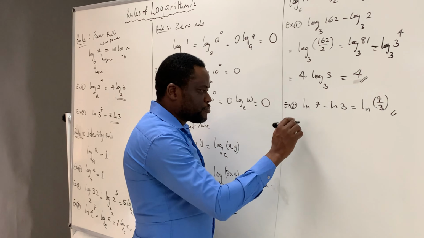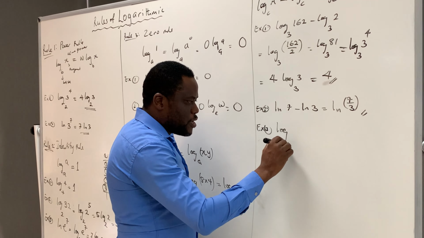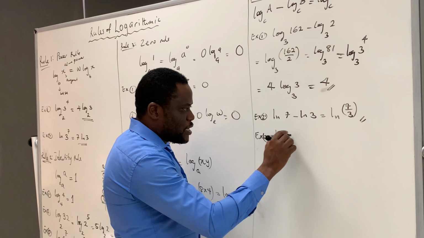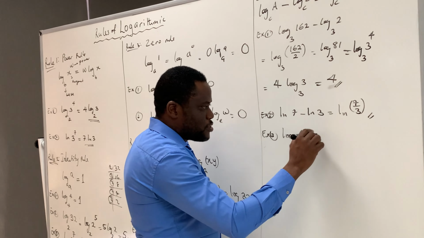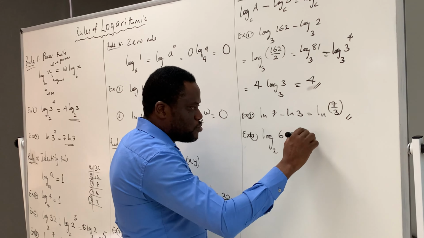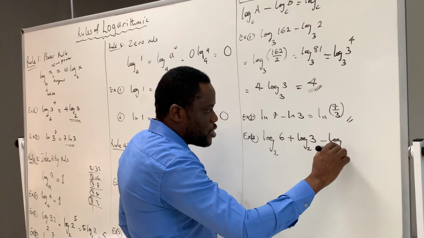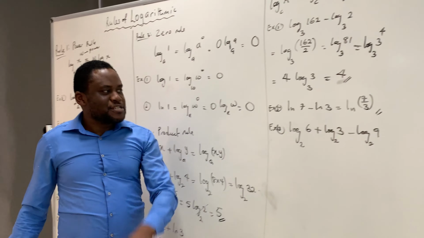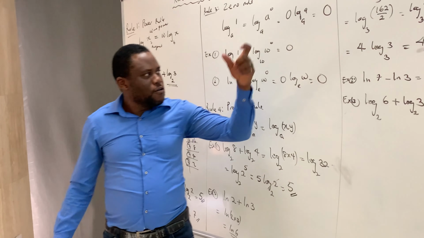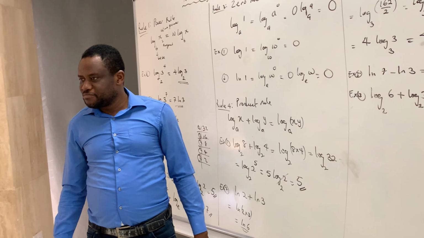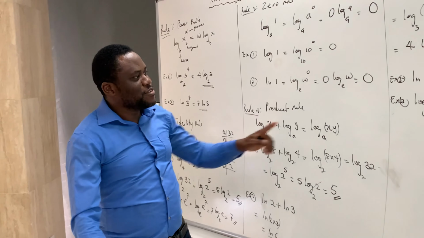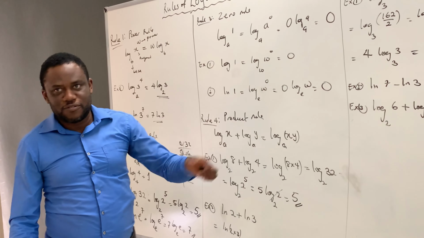Let's say we have log in base 2 of 6 plus log in base 2 of 3 minus log in base 2 of 9. Now I try to combine the logs together. You will see that all these laws, everything we have been doing, we solve with this.